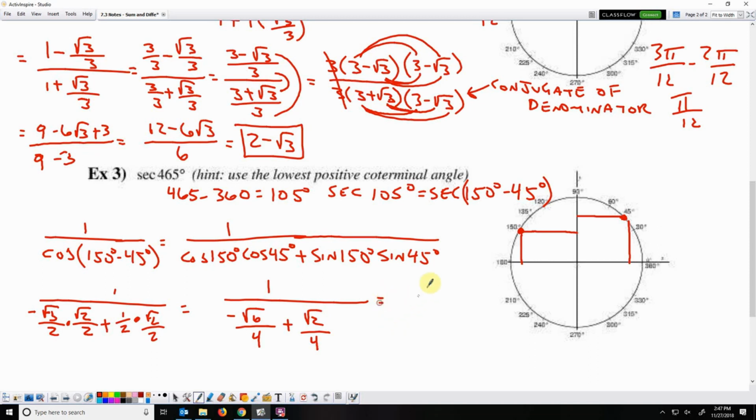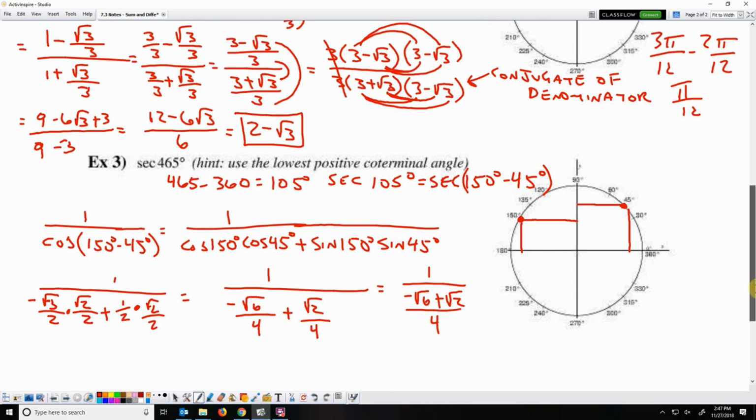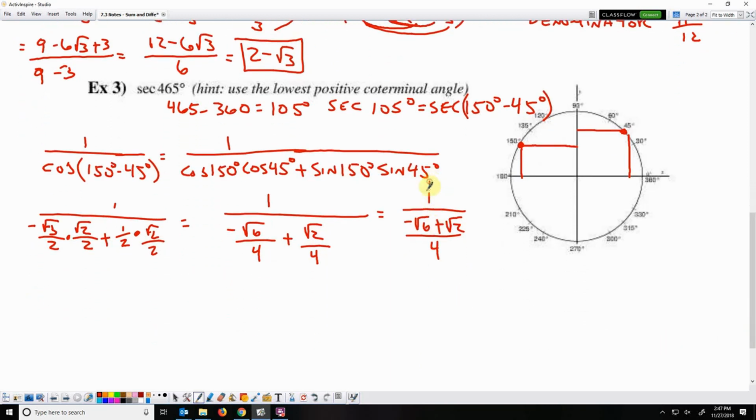So I can simplify to 1 over negative root 6 plus root 2 over 4. And then I can do loops. Now this 1 is the same as 1 over 1. So my outer loop is 4. That's the numerator. And my inner loop is negative root 6 plus root 2. And I can multiply now by the conjugate of the denominator, which is negative root 6 minus root 2.